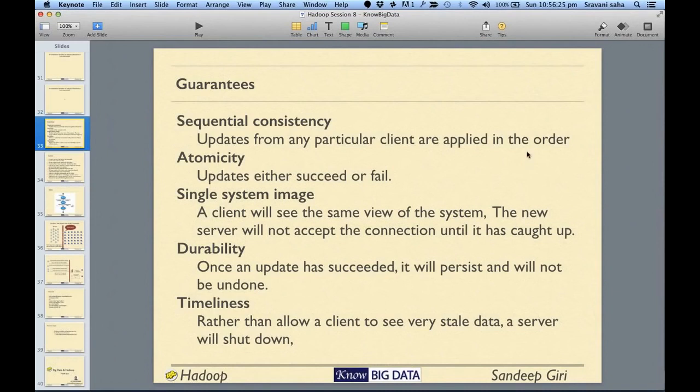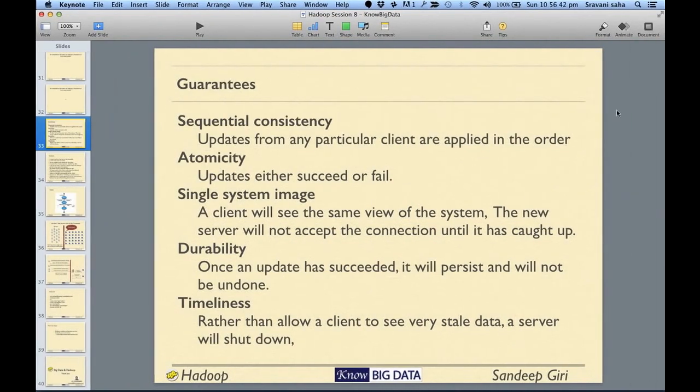Third is single system image. The client will always see the same image no matter what. Okay. The new server which is coming up will not accept connections until it has caught up with the latest data.